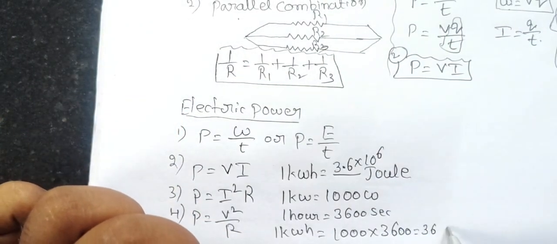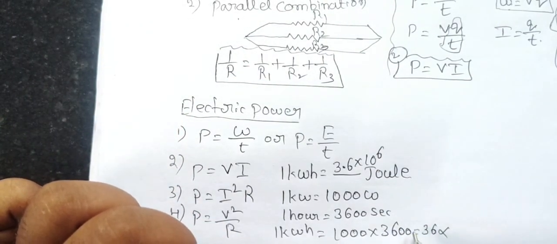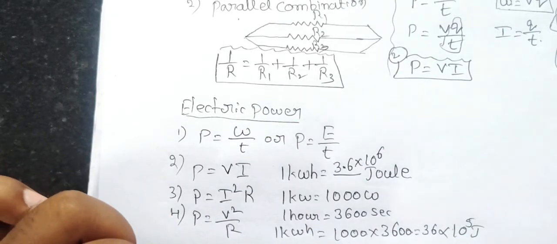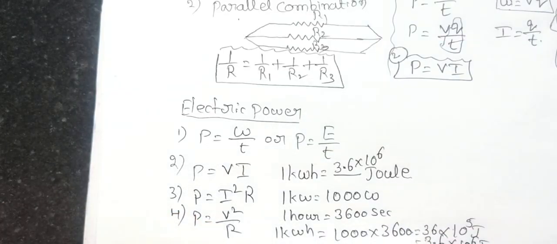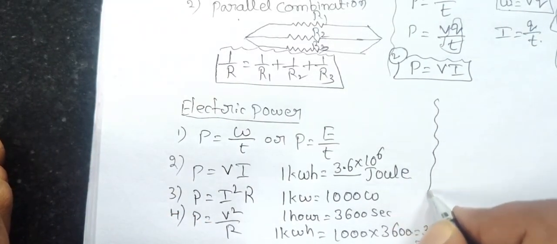Here see, 36 into how many zeros? 1, 2, 3, 4, 5. 36 into 10 power 5 joules we can write. This is also correct only, but we can shift one decimal. We can write 3.6 into 10 to the power of 6 joules. This is easy to remember. These are the main things about electric power.